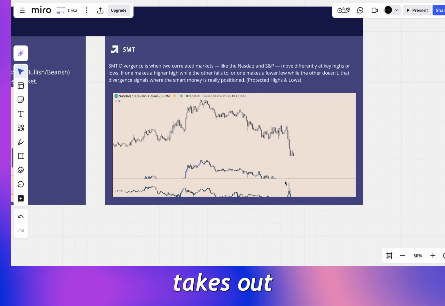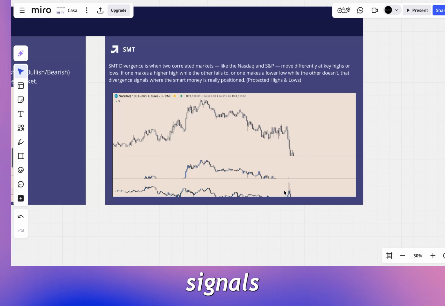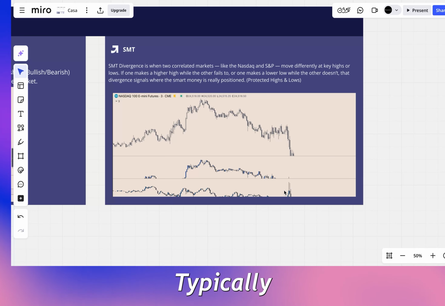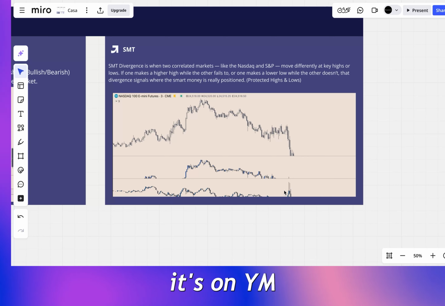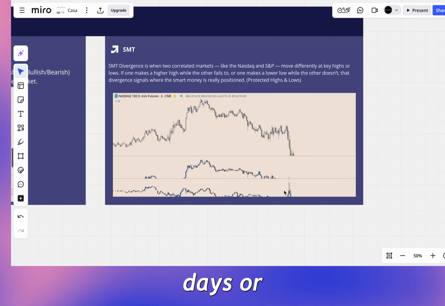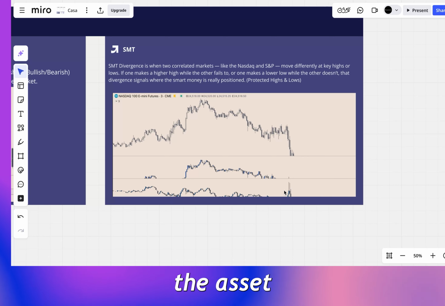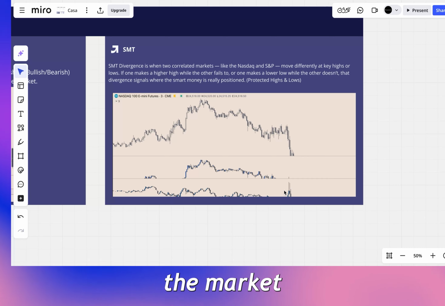The asset that always takes out the higher low is the asset that you want to trade for that day, because it signals strength. Typically, it's the NQ that'll take the higher low. There will be days where it's on YM, and there will be days where it's on ES. And that's the asset that you want to trade for that day. You want to adapt to the market conditions.